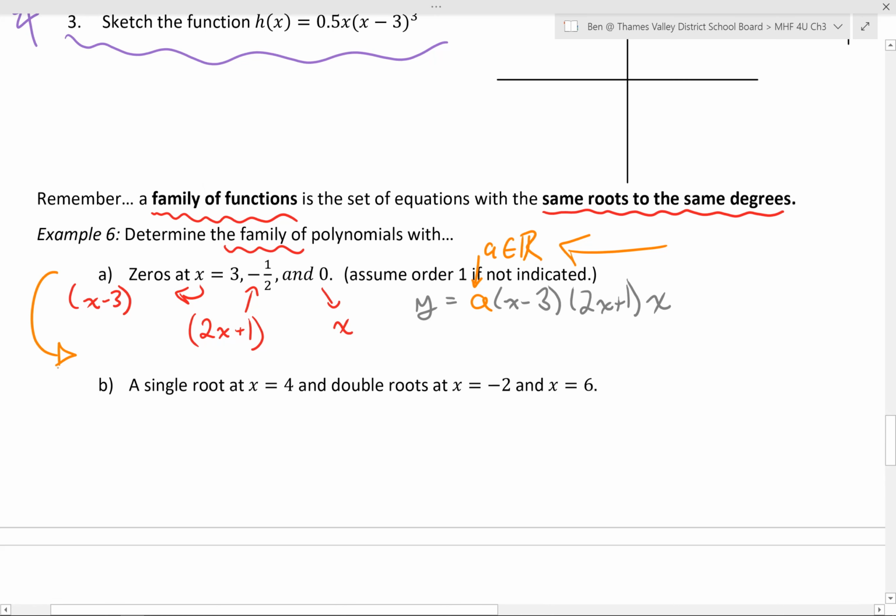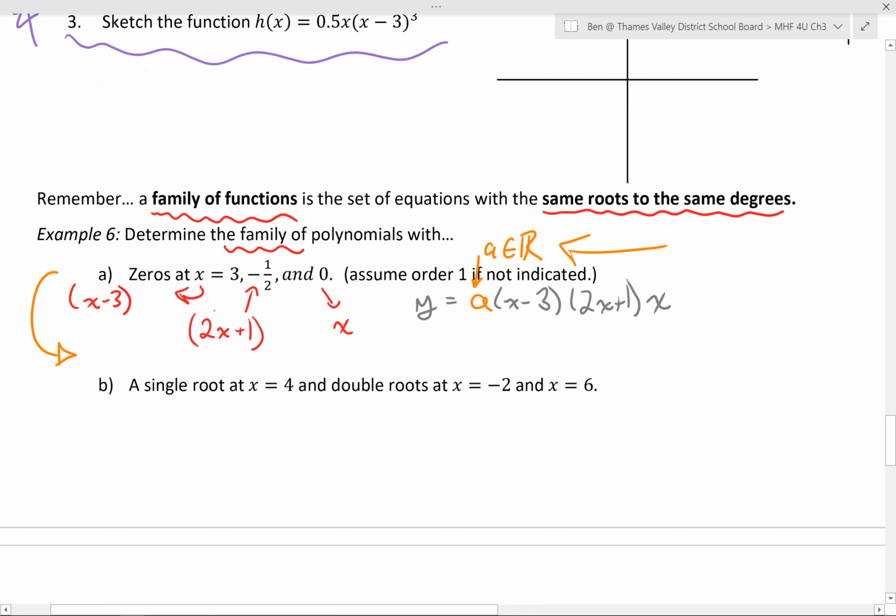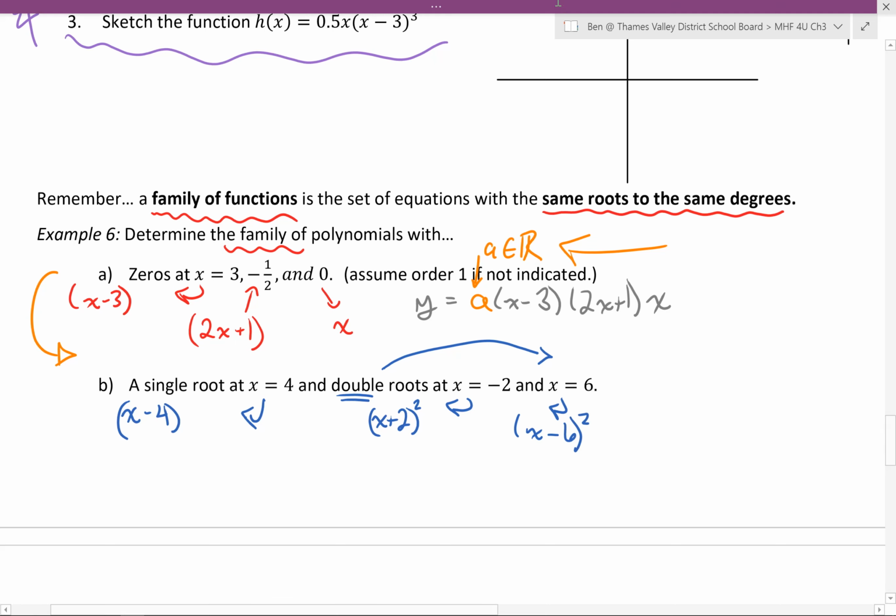Let's consider a different family. I'll do one more with you right in here. It has a single root at x equals 4, so that means x minus 4 is a factor. And it has a double root, so we need to be careful there. We must not forget double roots. At x equals negative 2, that means x plus 2 is a factor, and since it's a double root, it has an exponent of 2. There's another double root at x equals 6, so that means we're working with x minus 6 squared, because it's a double root.